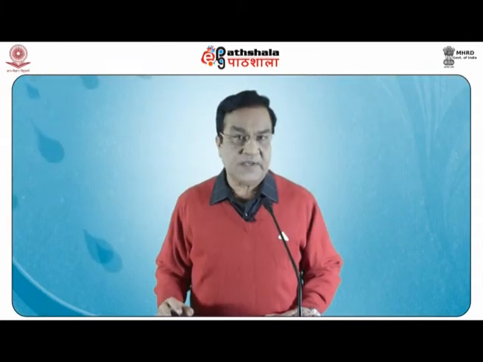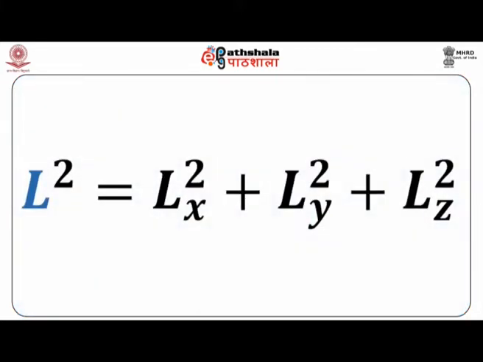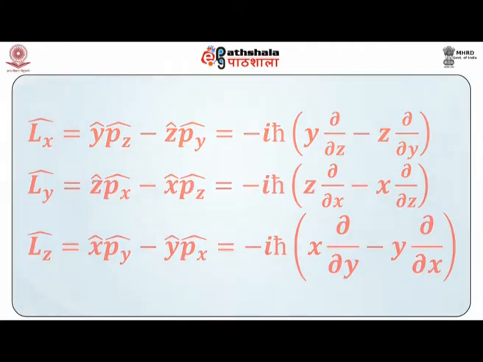As we will see in subsequent modules also, this angular momentum operator L can be written in the form L square is equal to Lx square plus Ly square plus Lz square, where Lx, Ly and Lz are the components along the x, y and z axes, and these components in the operator form are represented in terms of the corresponding position operators and the corresponding linear momentum operators as shown here.